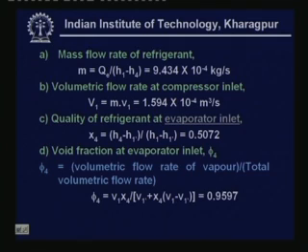The volumetric flow rate can be expressed by multiplying the mass flow rates into specific volumes. If you do that, you find that the expression for void fraction is given like this: phi 4 is equal to V1 into x4 divided by V1 dash plus x4 into V1 minus V1 dash, and we know all these specific volumes from properties. So, you find that void fraction is 0.9597. That means more than 95% of the volume is occupied by the vapor.